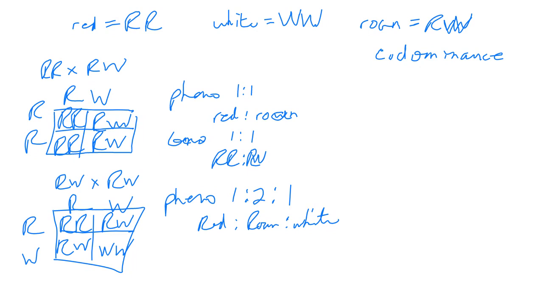Because of codominance. Right, because it's a codominant situation, the codominance has changed that ratio to a 1 to 2 to 1 ratio, and it's the same ratio for the genotype as well, right? It's 1 to 2 to 1. Or you could say 25%, 50%, 25%, right? There are different ways to express these numbers.